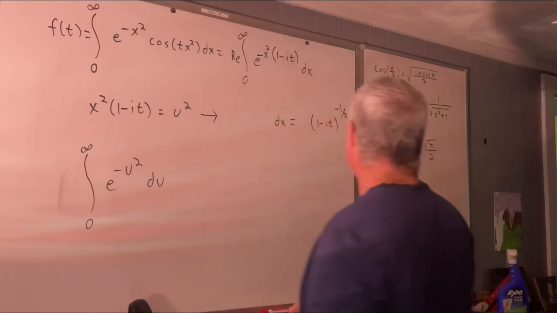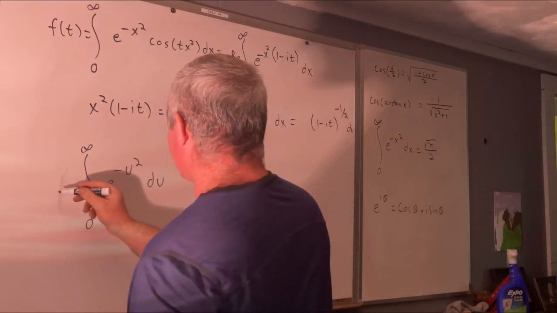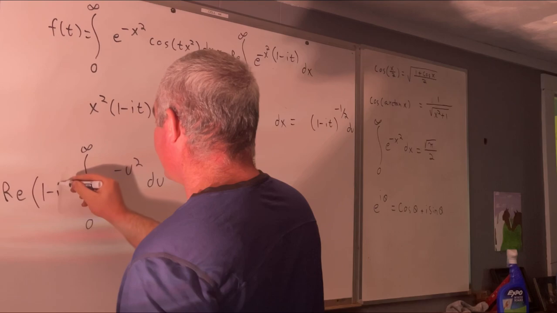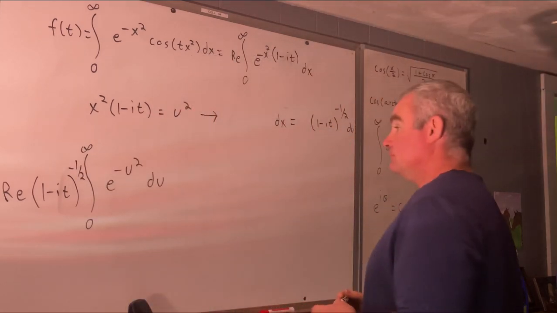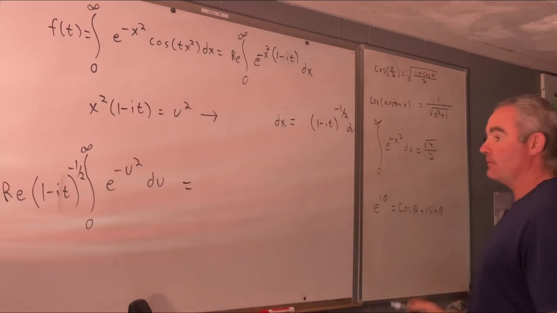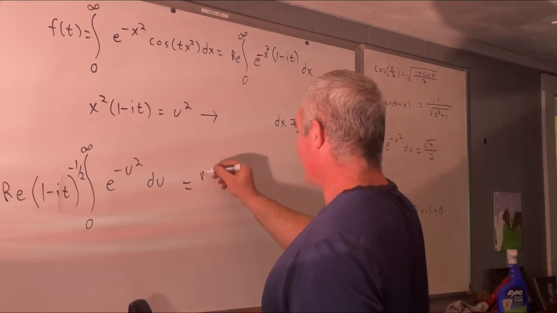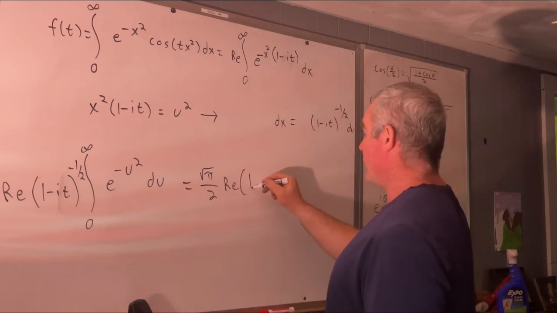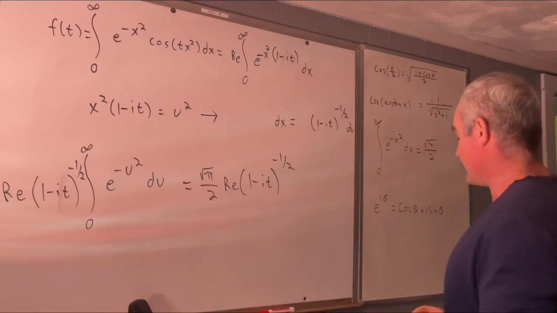times 1 minus it to the negative 1 half, which is constant with respect to u, so I bring it right outside the integral. We still have the real part, and then it is 1 minus it to the negative 1 half. Okay, this part right here, that is the square root of pi over 2. It's one of the identities we're using. This is half the Gaussian integral. So this is square root of pi over 2 times the real part of 1 minus it to the negative 1 half.